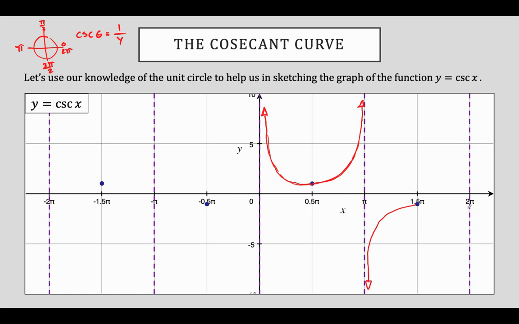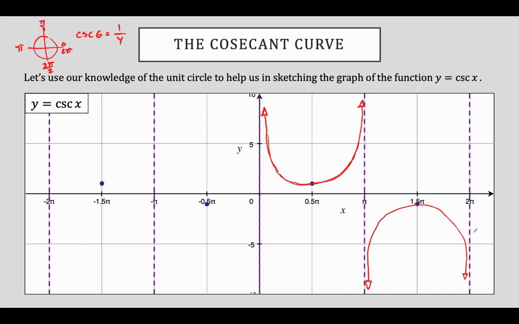And from 3 pi over 2 to 2 pi, that corresponds to our fourth quadrant. And we know that cosecant is also going to be negative in the fourth quadrant, meaning that as we approach this next vertical asymptote from the left-hand side, my graph must go down to negative infinity.